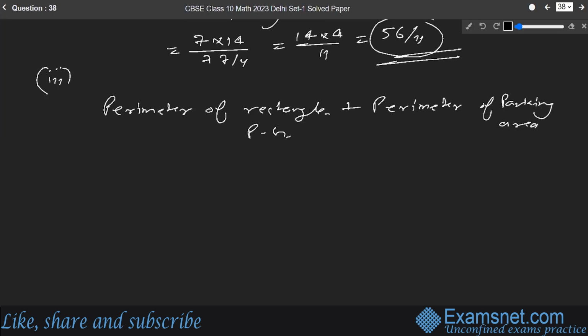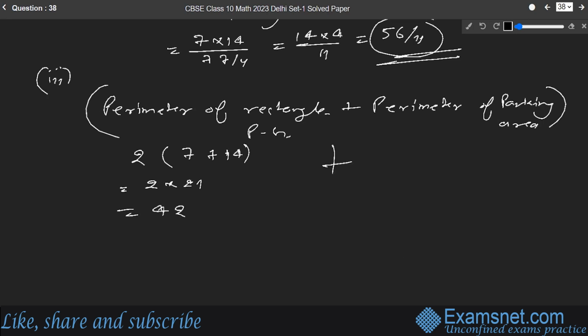So that will be the ultimate perimeter of all the area that we have. The perimeter of a rectangle is nothing but 2 into (L plus B). So this is 2 into (length 7 plus 14), and that comes out to be 2 into 21, that is nothing but 42 units.